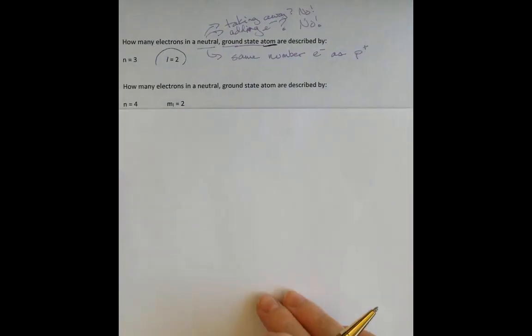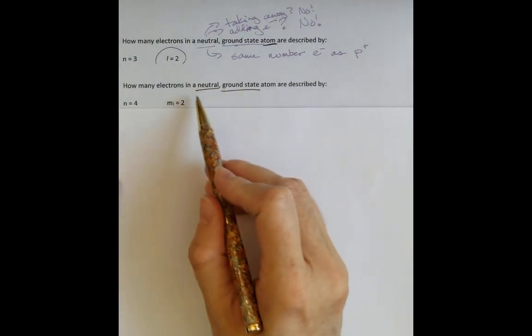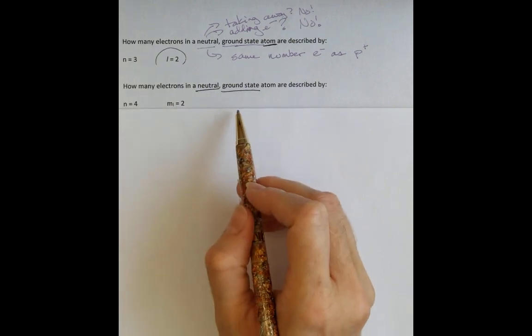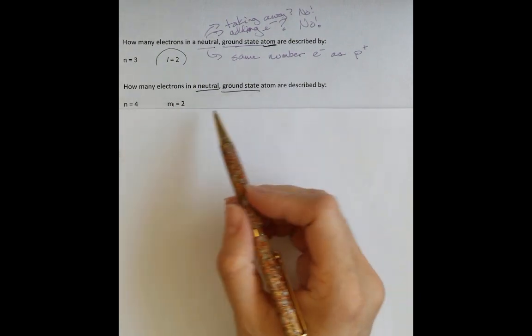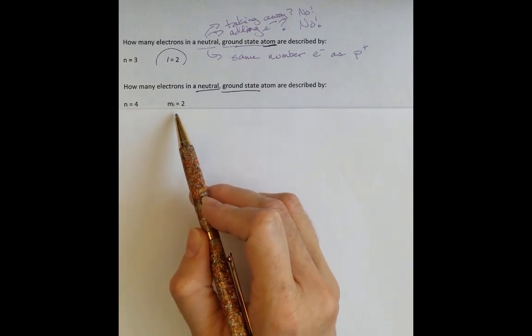So now let's take a look at the second one. We still have those words, neutral, ground state. And we've already talked about what those words mean. So they're still there. Same rules apply. Now we have an n equals 4 and m sub l equal to 2.